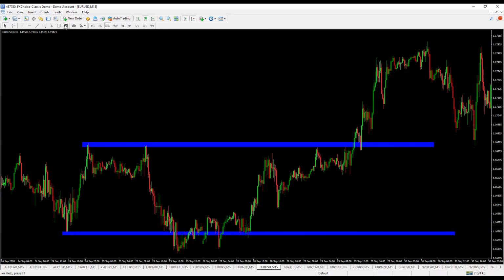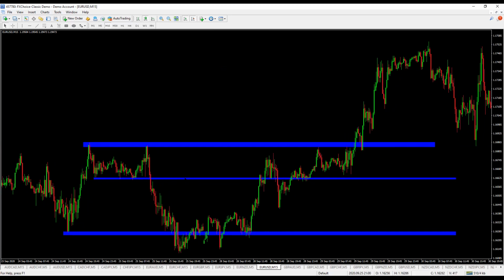Just mark those zones out, mark those zones out, because you don't know at what point it may be tested again. So you want to mark those zones out early.